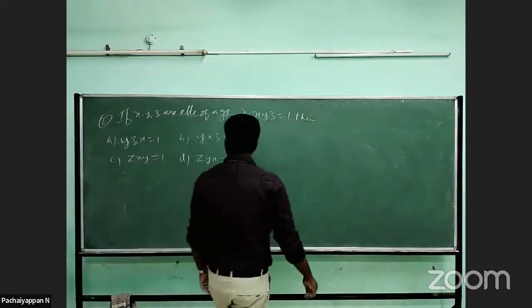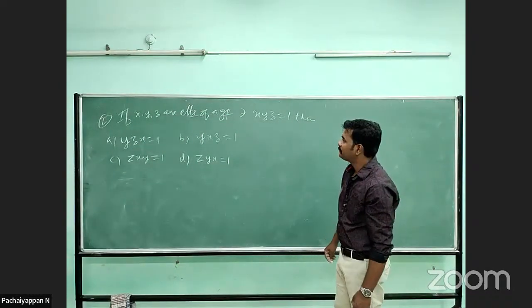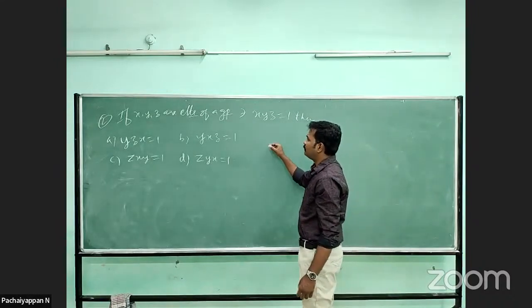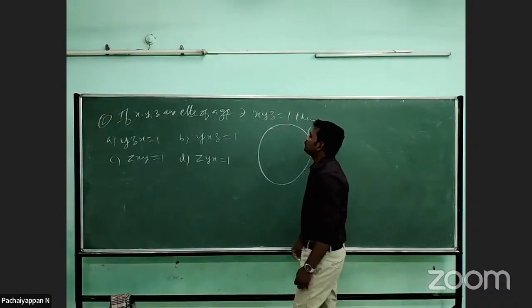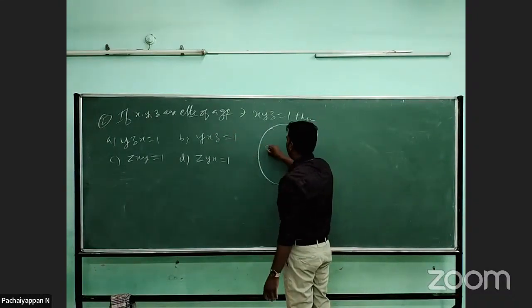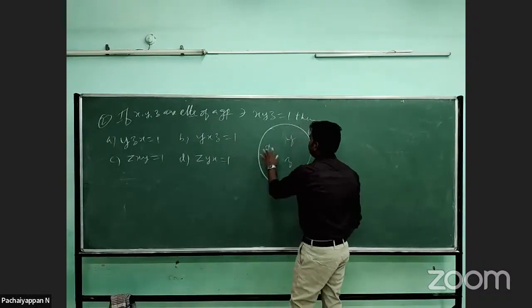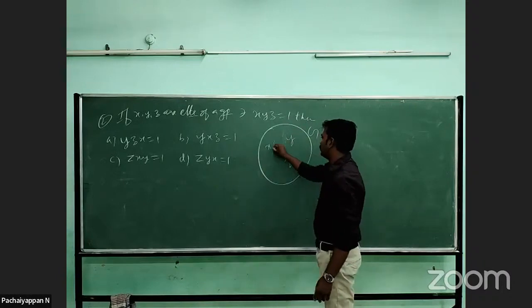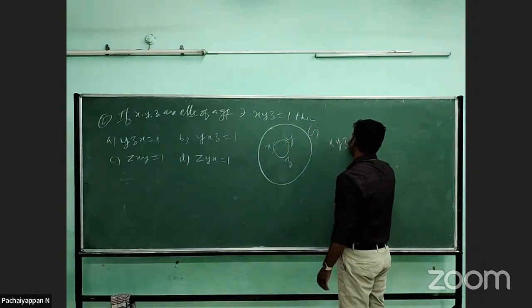Someone says option B, C. What does it mean first of all? G is a random group. There are three elements x, y, z, maybe x here, y here, z here. These three elements have some property. What is that property? xyz equals 1.